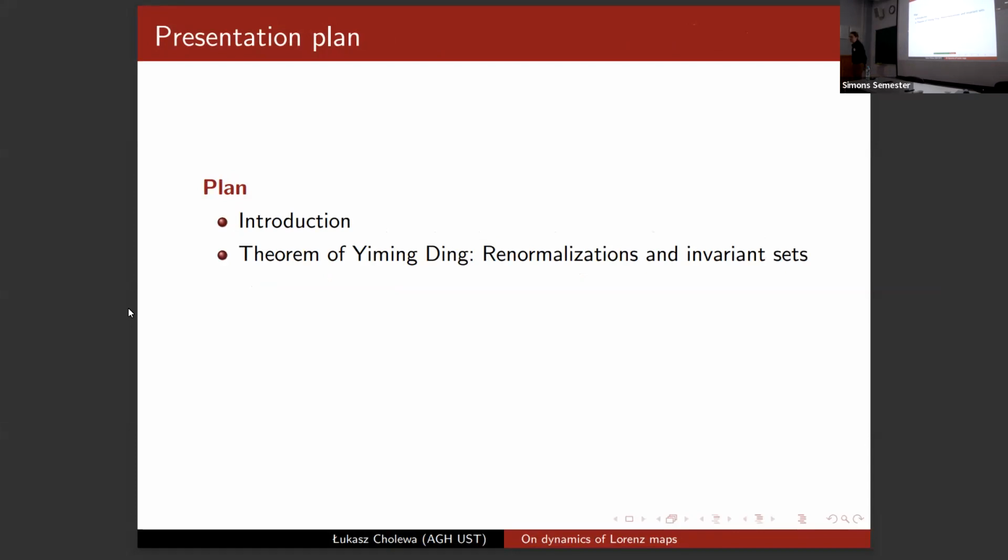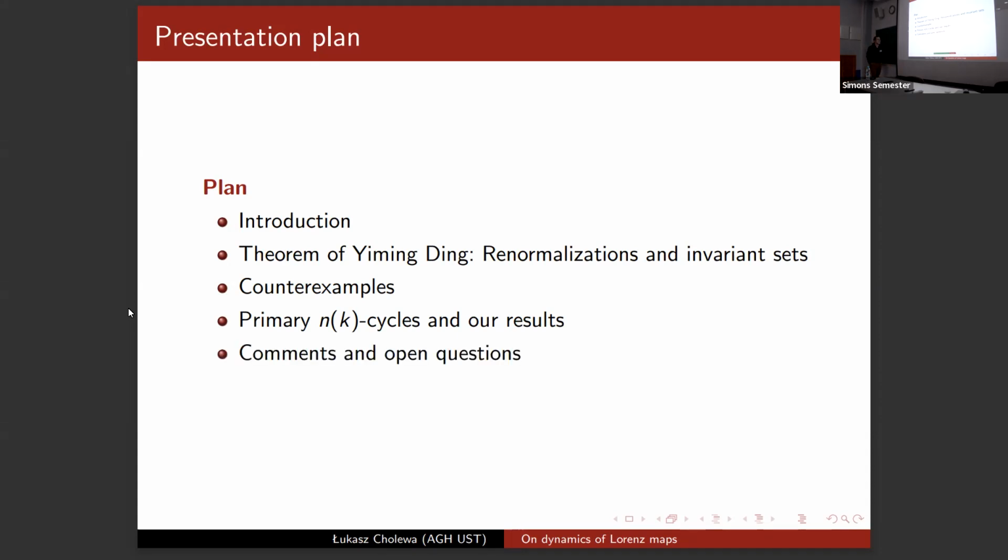Then I will discuss the main motivation for our work, that is the theorem of Yiming that tried to connect renormalizations with completely invariant sets. As you will see, some of his statements are incorrect, so I will present appropriate counterexamples, and then I will present our attempt to improve his statements in some special case, that is in case of expanding Lorenz maps with so-called primary Enka cycles, that is some special periodic orbits. And at the end, I will present some open questions related to this topic.